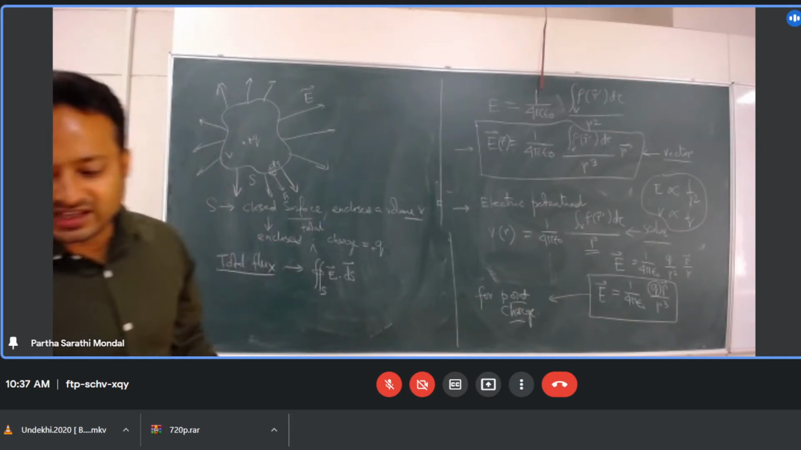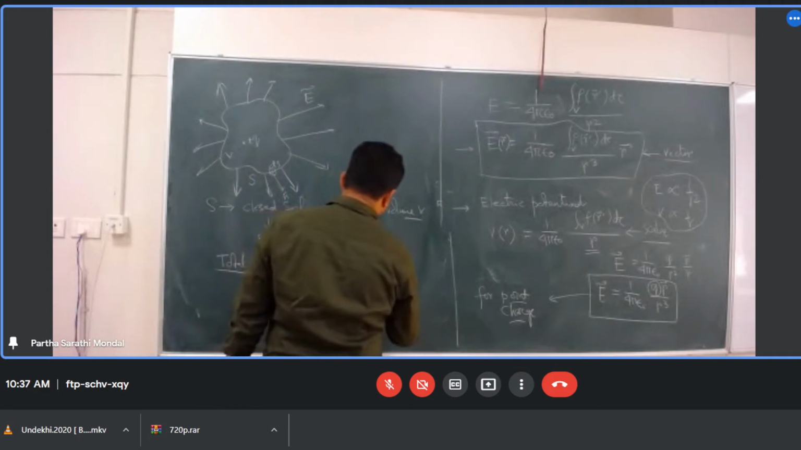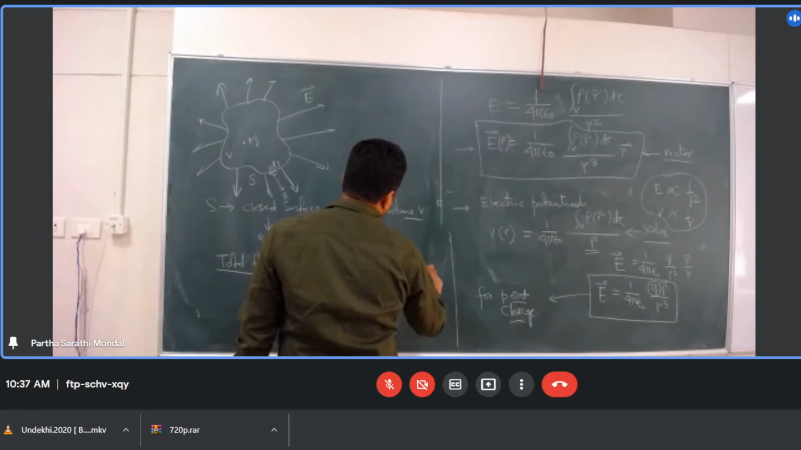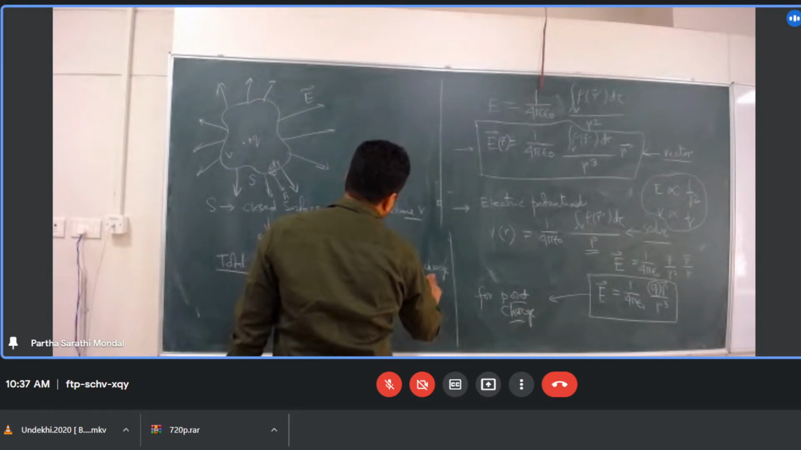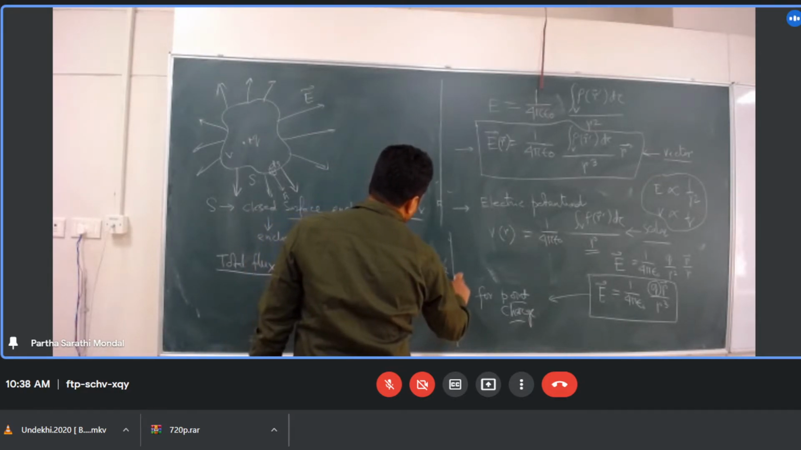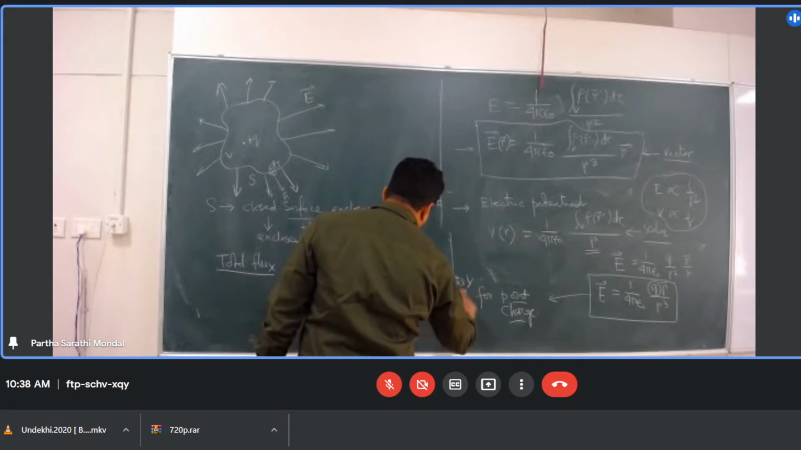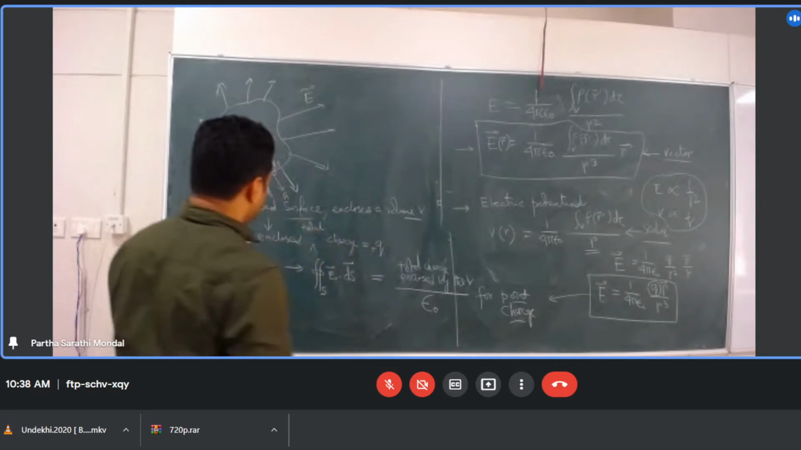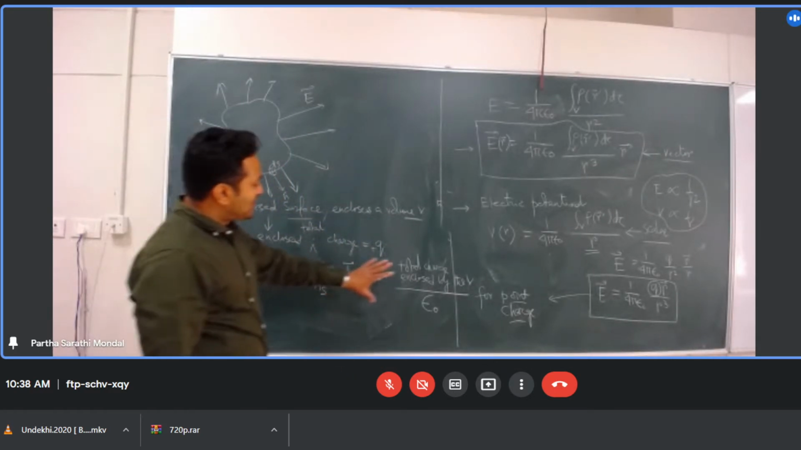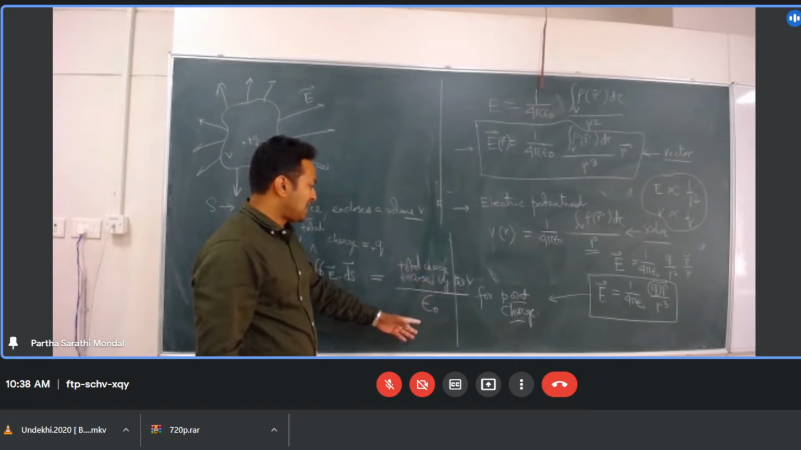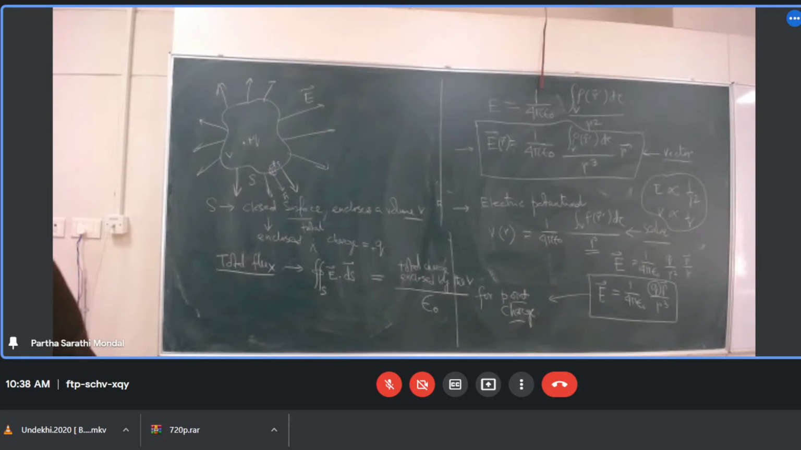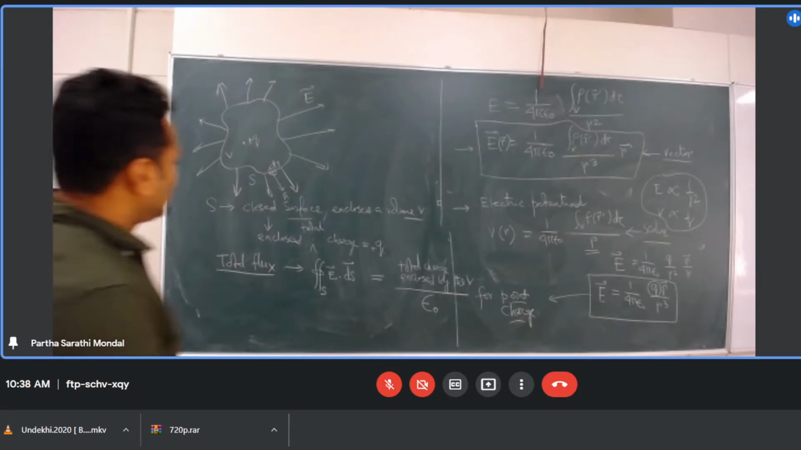Gauss law says that this total flux is equal to the total charge enclosed by the volume V divided by epsilon 0. It's a very powerful law, Gauss law. So total flux equals the total charge enclosed by the volume V divided by epsilon 0. This is your Gauss law. Okay. So what does it mean?